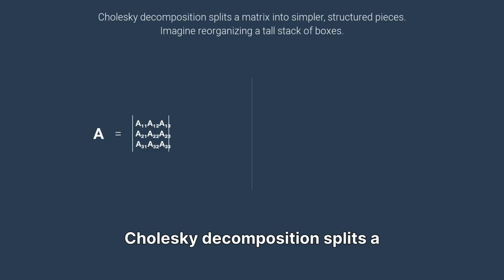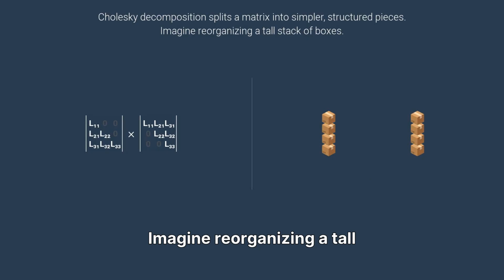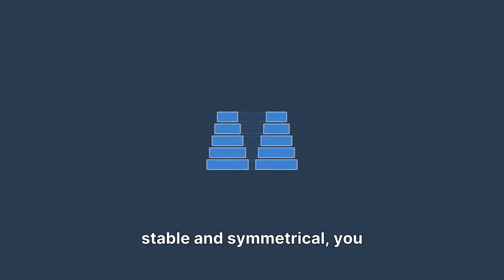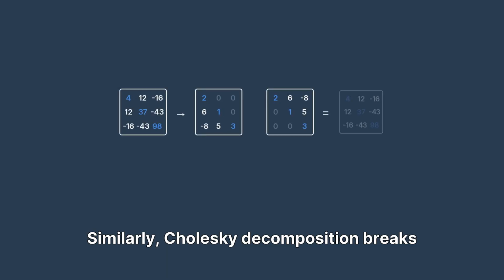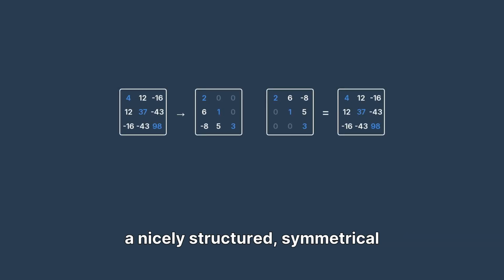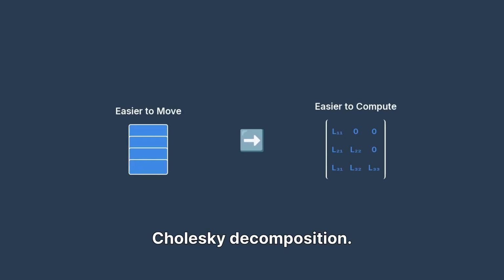Cholesky decomposition splits a matrix into simpler, structured pieces. Imagine reorganizing a tall stack of boxes. If the stack is stable and symmetrical, you can break it into two perfect half-stacks that fit together. Similarly, Cholesky decomposition breaks a nicely structured, symmetrical matrix into two parts that rebuild the original when combined. The half-stack is easier to move, just like the simpler matrix from Cholesky decomposition.